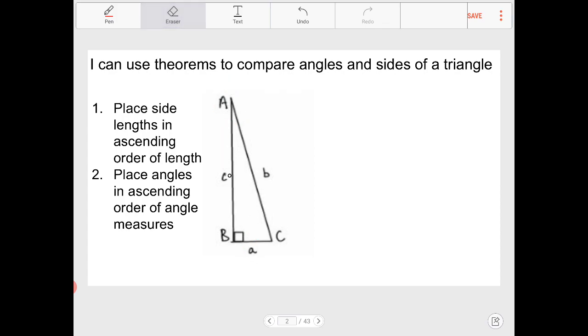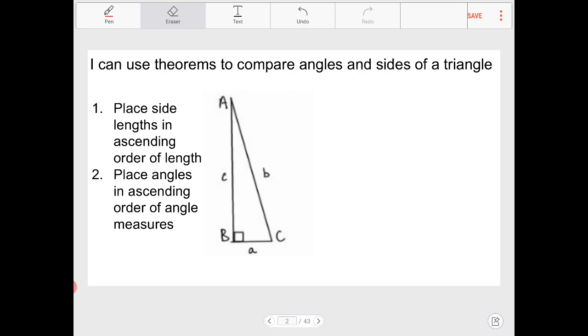So I have this right triangle ABC, and what we're going to do is make some observations by placing the sides in ascending order, meaning from smallest to largest. And then we're going to do the same thing with the angle measures, going from smallest to largest. Pause the video, see if we can do this.